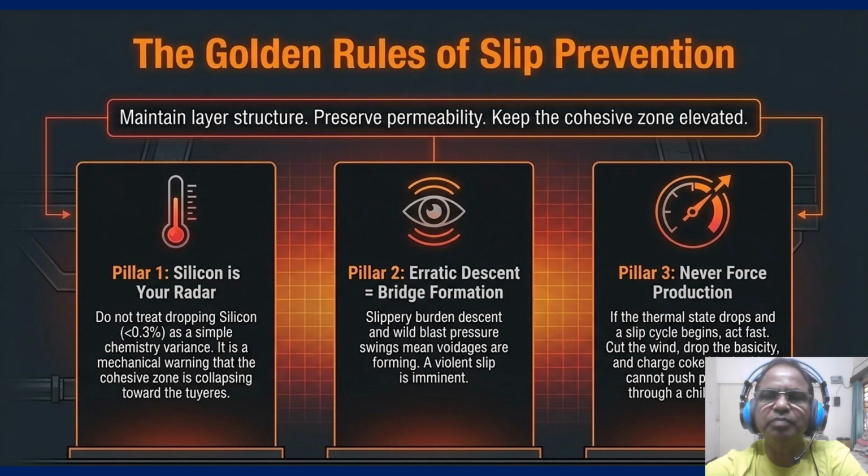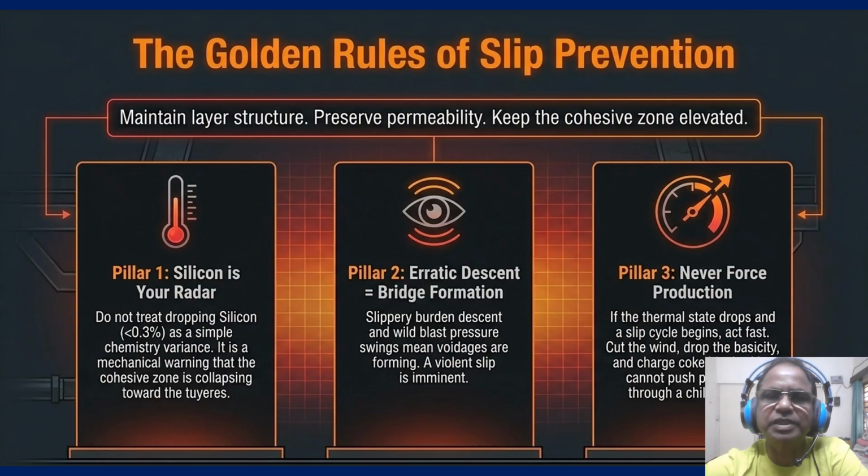Coming to pillar number two, erratic descent equals bridge formation. Slippery burden movement and wild blast pressure swings mean a violent slip is imminent. And most importantly, pillar number three, never force production.